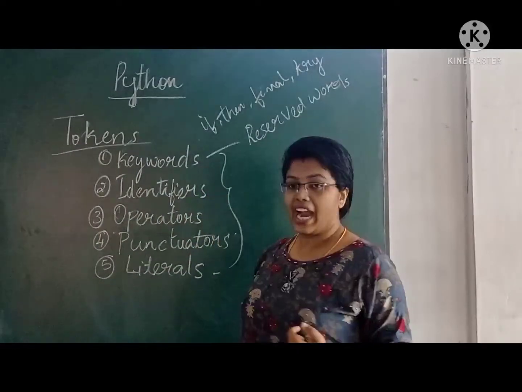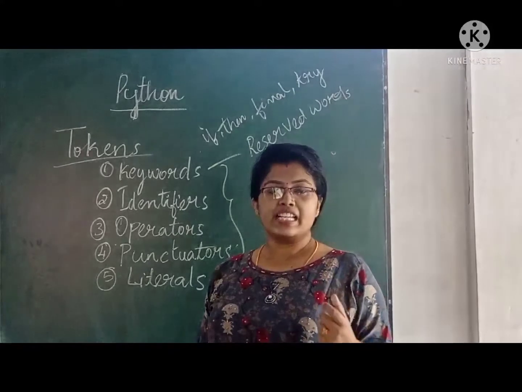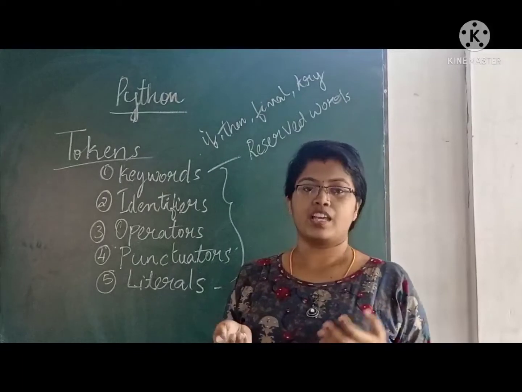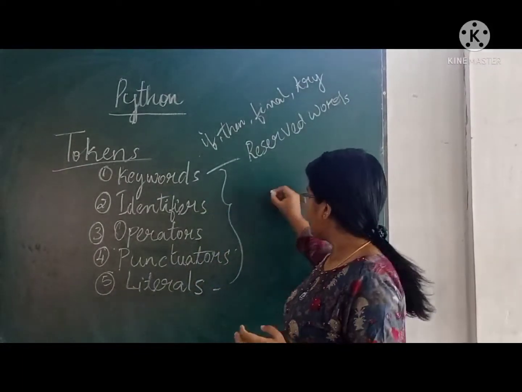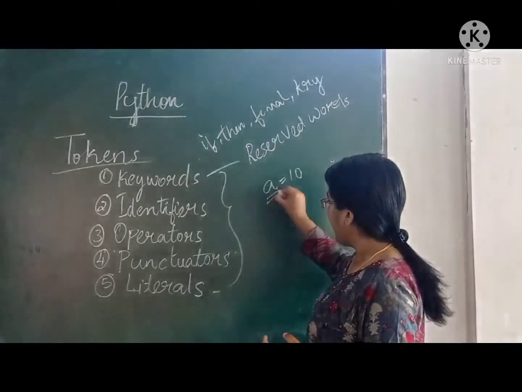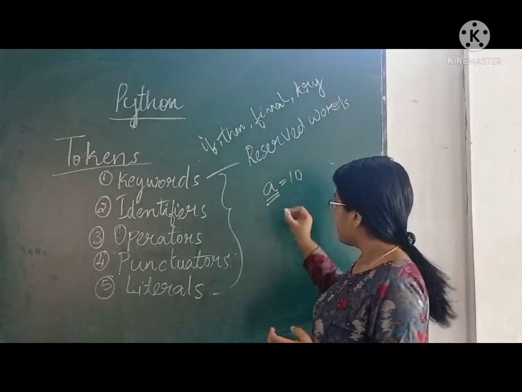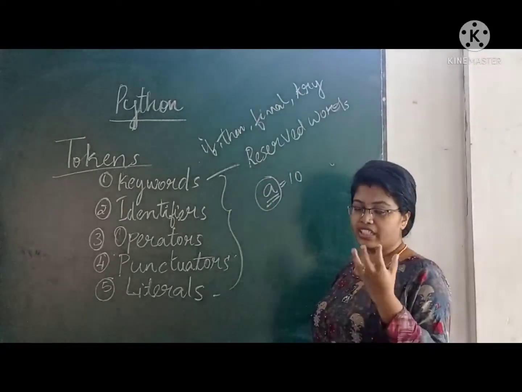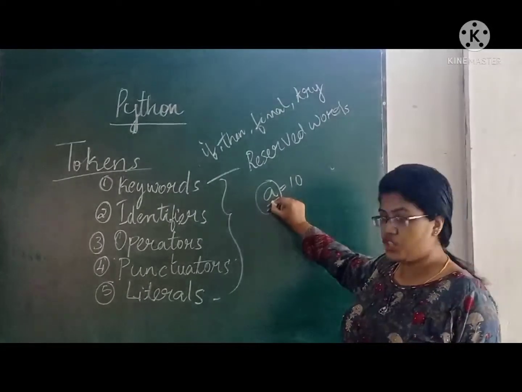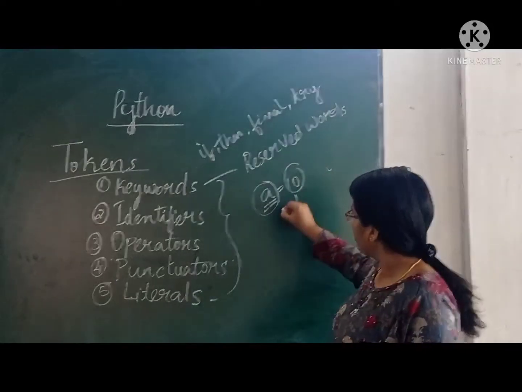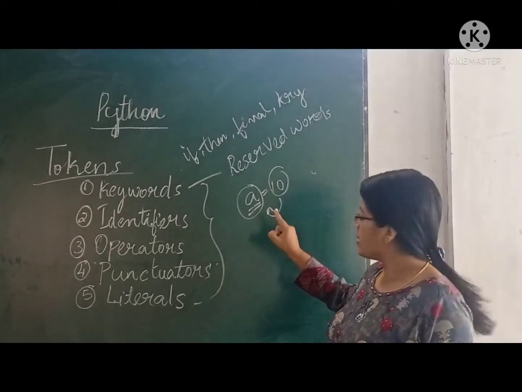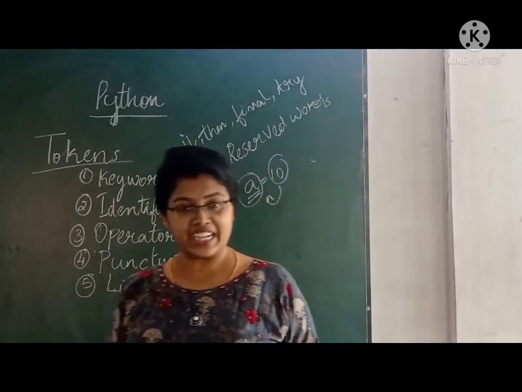Then comes identifier. An identifier is a building block of a program. If you want to create a program, we need some building blocks, and those are called identifiers. For example, I am writing A equal to 10. Here A is the identifier. We are taking a variable, and this A we call a variable or a name. We are storing the value 10 in A. So here A is the identifier.